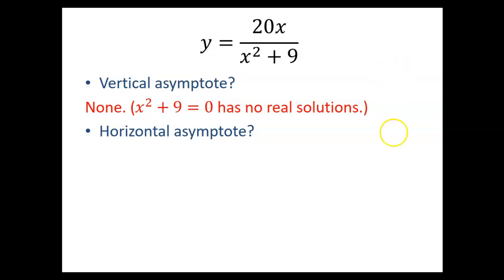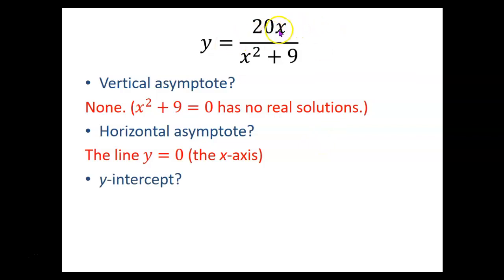What about a horizontal asymptote? Well, the numerator has degree 1, the denominator has degree 2, and when the degree of the numerator is smaller than the degree of the denominator, the line y equals 0, the x-axis, is the horizontal asymptote.